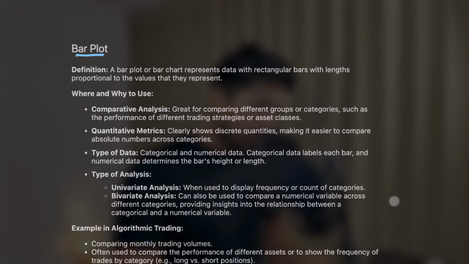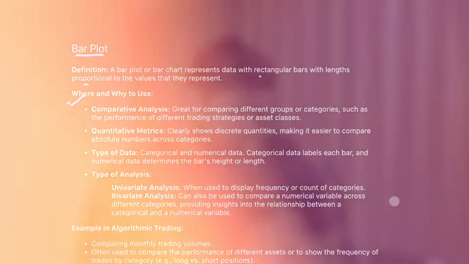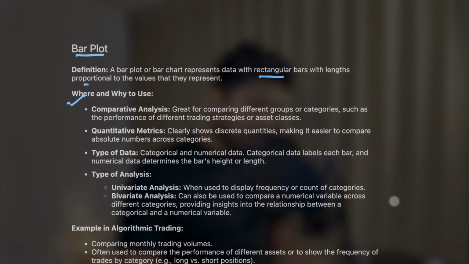The bar plot. A bar plot or a bar chart represents data with rectangular bars with lengths proportional to the values that they represent. Where and why to use? So, in line plot, we connect the dots with the lines. In scatter plot, we have the dots, and in the bar plot, we have the rectangular bars, right? And the length is proportional to the values that they represent.